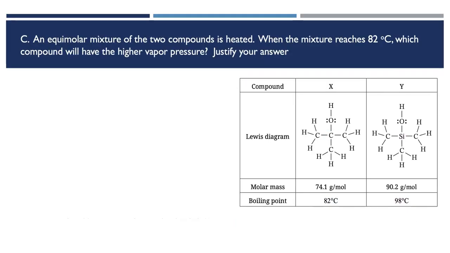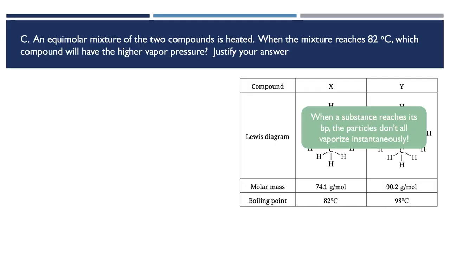An equimolar mixture of the two compounds is heated. When the mixture reaches 82 degrees Celsius, which compound will have the higher vapor pressure? Justify your answer. So we're talking about how much of it goes into the gas phase. The vapor pressure is the pressure exerted by the particles that have escaped into the gas phase.